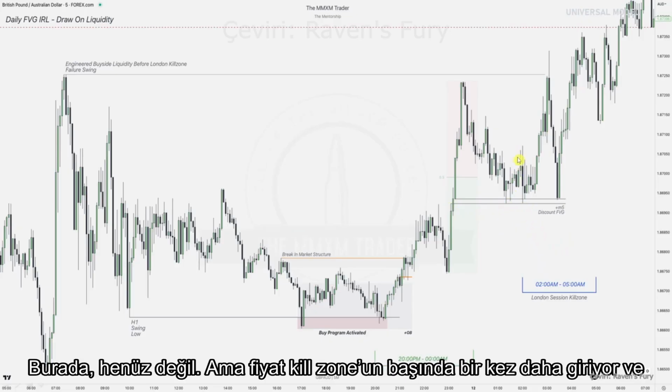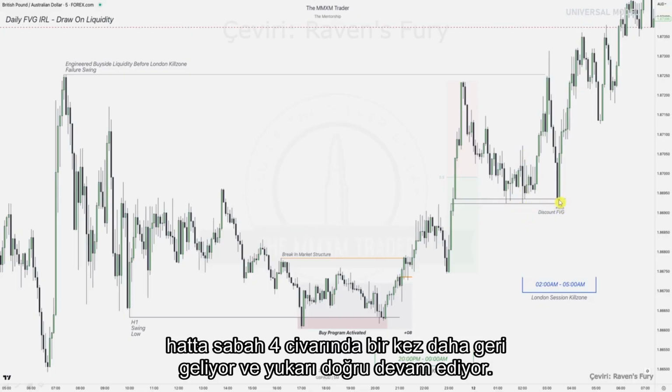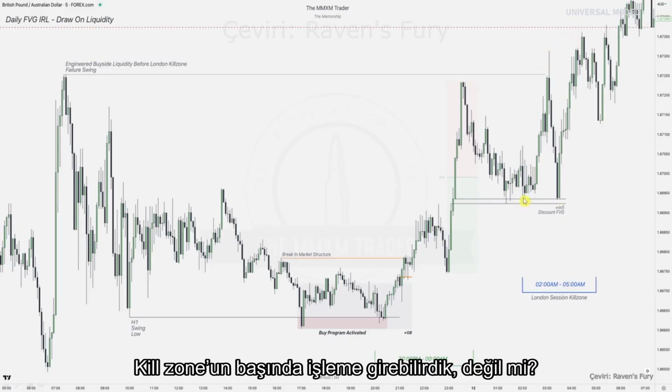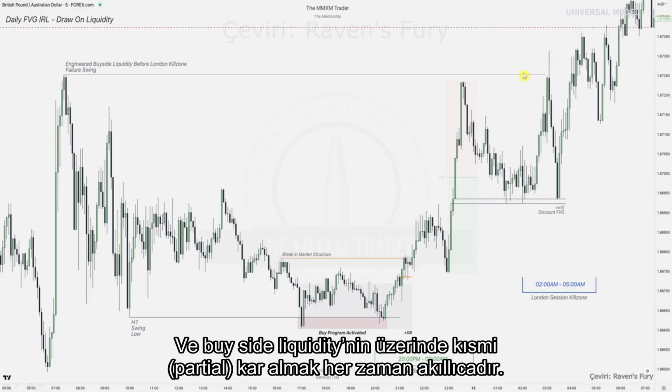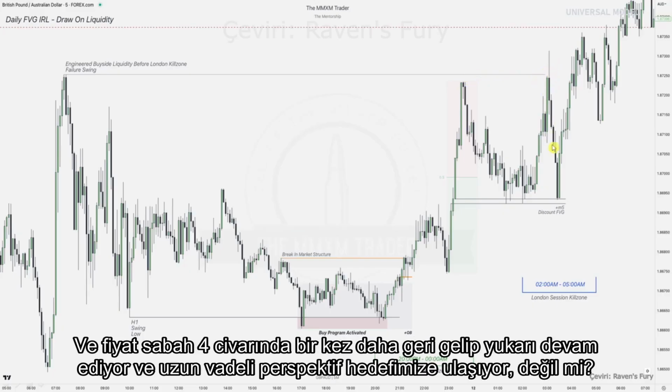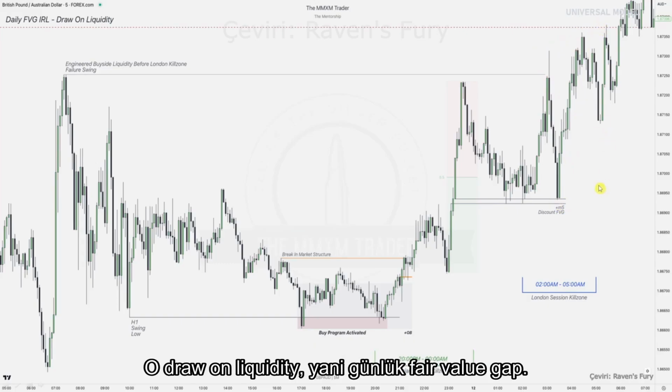Over here, not yet, but price dips in one more time at the start of the kill zone and even comes back one more time around 4 a.m. to continue up higher. You could have gotten in at the start of the kill zone, right? And then a partial above. Buy side liquidity is always smart to do, and it even comes back one more time around 4 a.m. to continue up and reach our long-term perspective target, right? That drawn liquidity, the daily fair value gap.